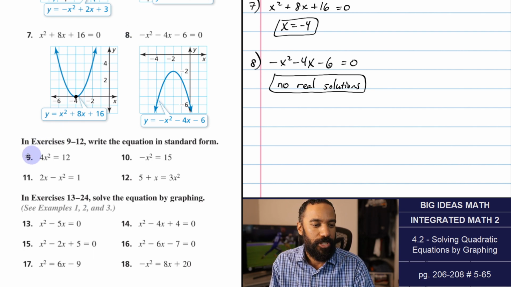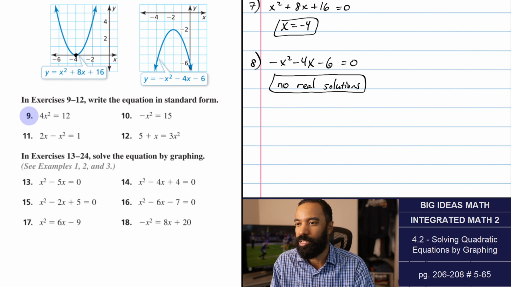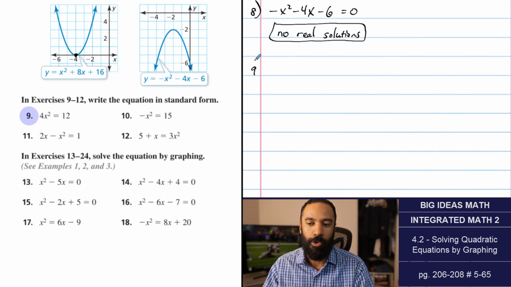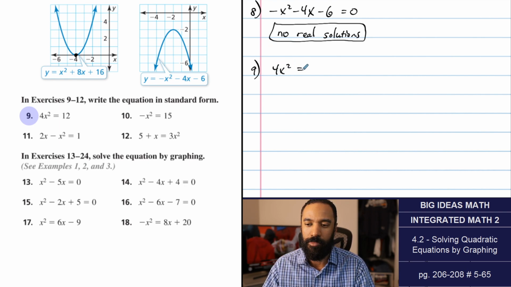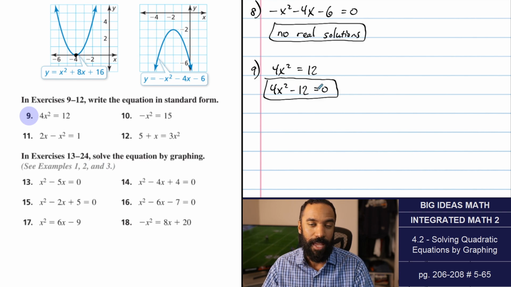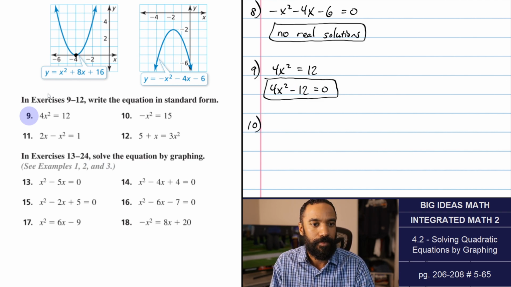All right, numbers 9 through 12, we're going to write the equation in standard form, and that's all they ask you to do. This is a nice build into the kinds of problems that we'll be doing after. So for standard form, we have to subtract the 12 over, which means we set that equal to 0, and that's all they're asking you to do on it. Later, we're going to graph this and find where it crosses the x-axis, but that's all we're doing on number 9.